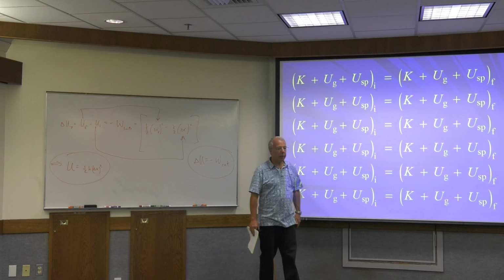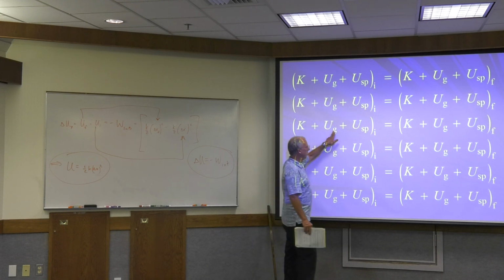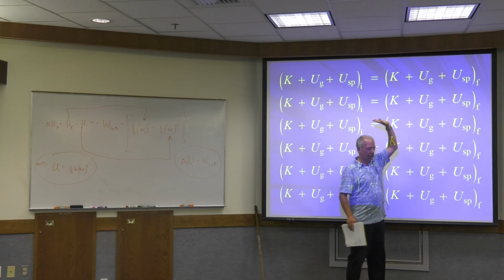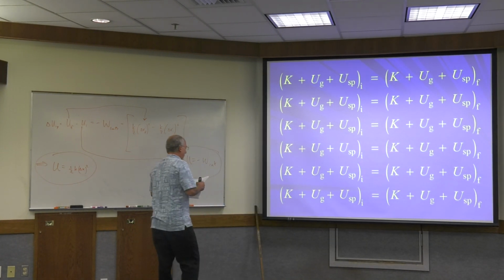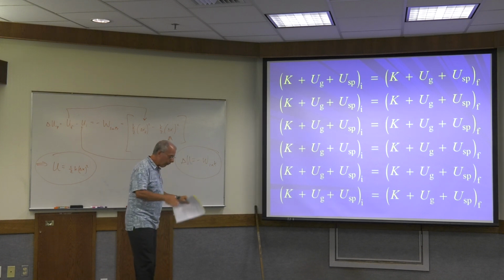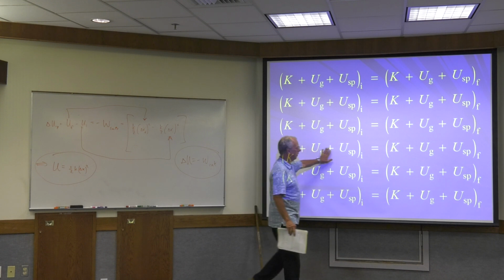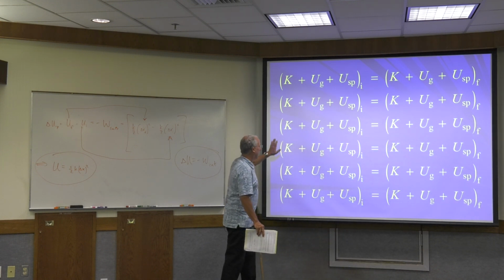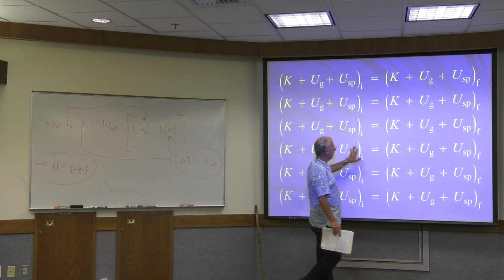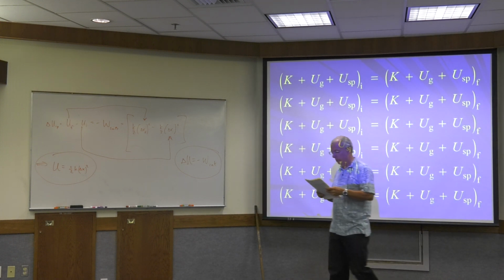Now usually, we're going to be smart and have the spring horizontal, and so the UG initial equals UG final, so we can just scratch that. But you never know. Again, if there's no friction, no dissipative forces, mechanical energy is conserved. That's what this says. K plus U initial equals K plus U final. But there's two U's, whatever.